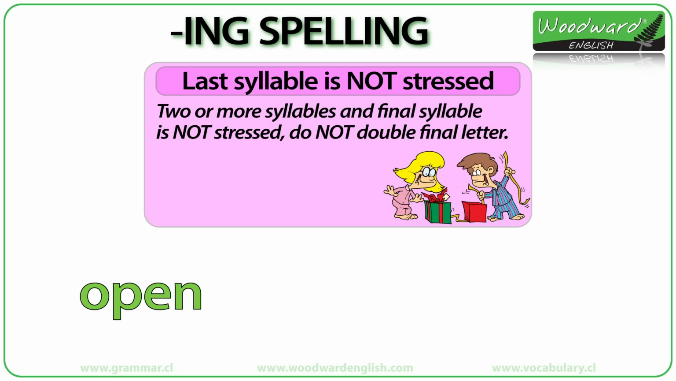The verb open has two syllables, open. The first syllable is stressed, open. Stressed means there is more emphasis on that syllable. Listen to the verb again and pay attention to the part of the verb that has more emphasis when I say it. Open.